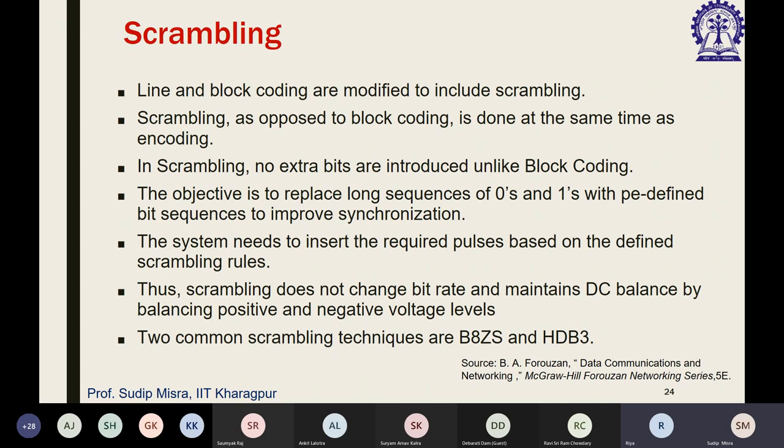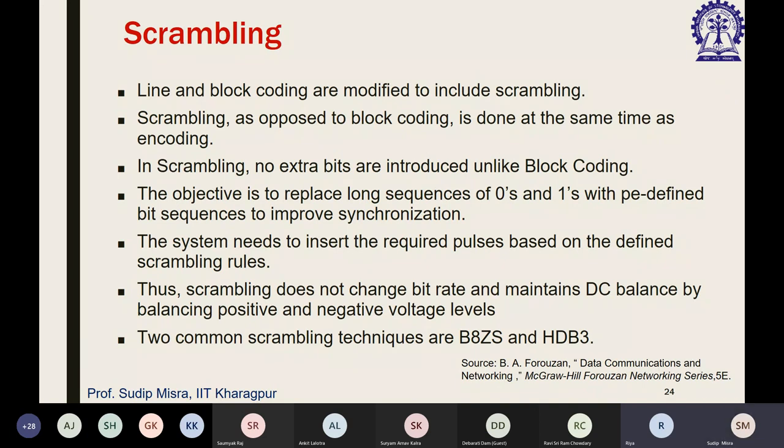Because you are not introducing any additional bits, scrambling does not change the bit rate, and it maintains the DC balance by balancing the positive and negative voltage levels. How it is done, I'm going to show you shortly. Scrambling is not going to introduce any additional voltage level. The substitute sequence is such that if you are adding a positive voltage, it is going to be neutralized in the next bit with a negative voltage level.